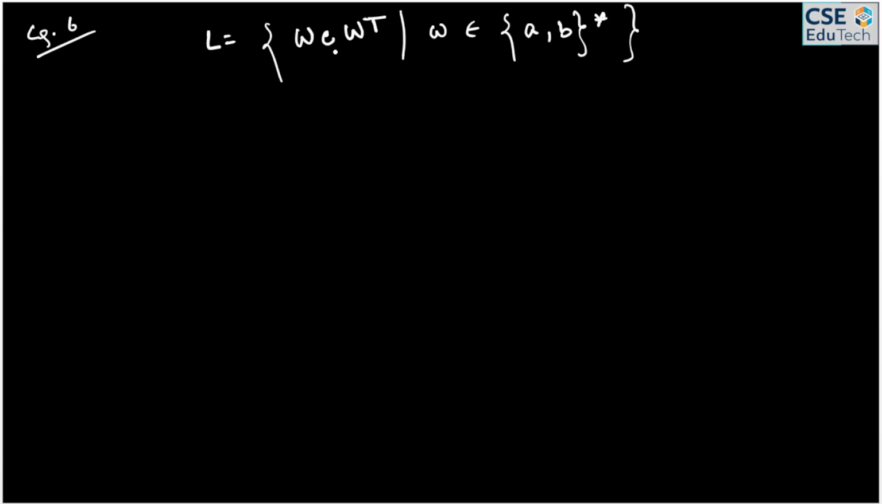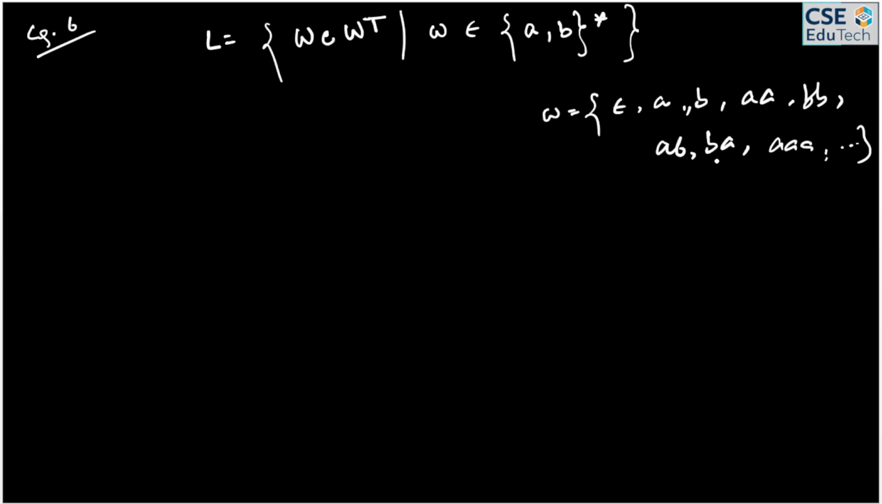So what will be the production rules to generate this grammar? From here we have to generate the grammar. Now w belongs to this because it is a combination of a and b. It can be epsilon, it can be only a, it can be only b, it can be aa, it can be bb, it can be ab, it can be ba, and so on. So this is basically the pattern.